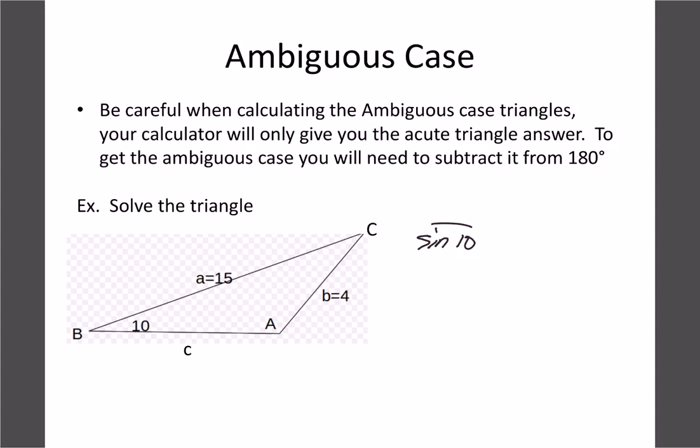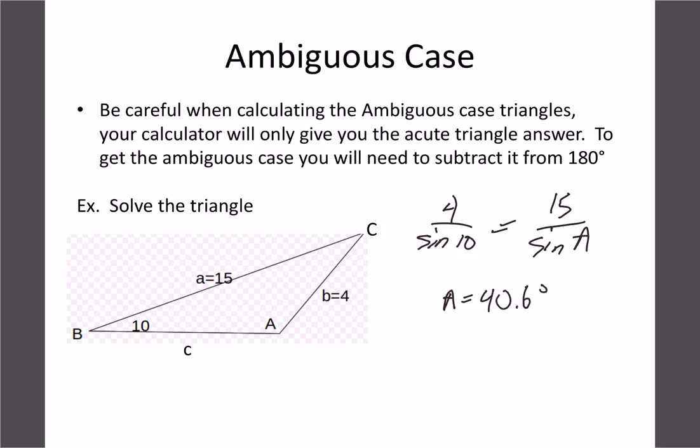So we'd have 4 over sine 10 equals 15 over sine A. So when we do our calculation on that one, 15 times sine 10, divide by 4, then inverse sine your answer, we get an A of 40 degrees. 41 if we round it off, or 40.6.